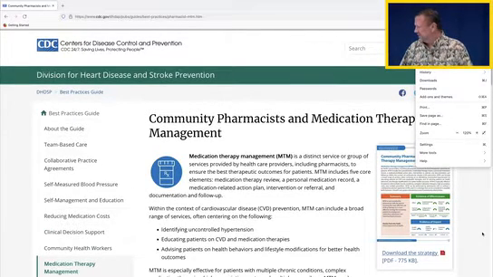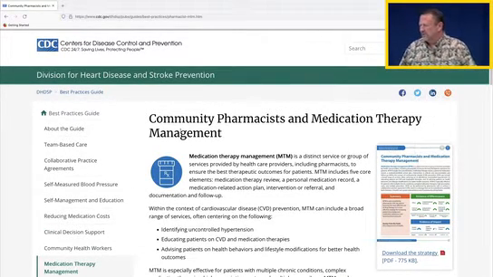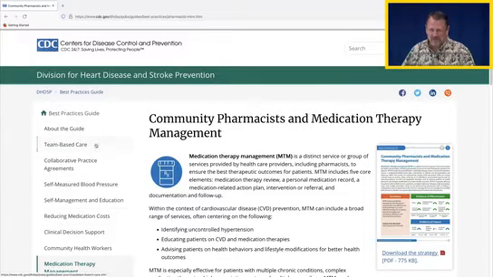That's fine. All right, and so here for the Centers for Disease Control and Prevention, we are in the Division for Heart Disease and Stroke Prevention. And they're talking about community pharmacists and medication therapy management.